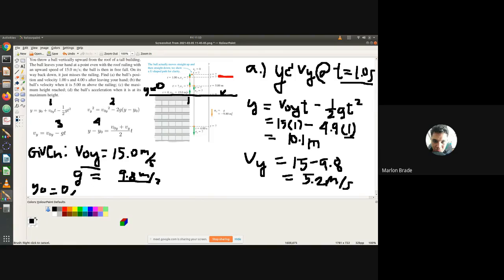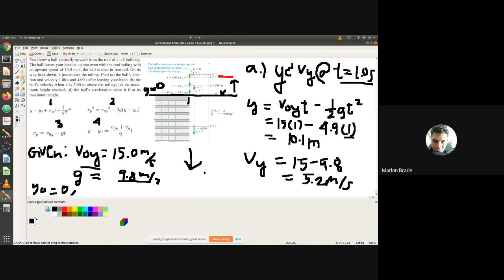So, unsa man nahitabo sa bola? Gi-throw man nimo siya, so ni-saka ang bola. But nagkahinay ang movement sa bola. Ngano nagkahinay man ang movement sa bola? Kay tungod kay ang gravitational force paubos ang exert niya sa bola.